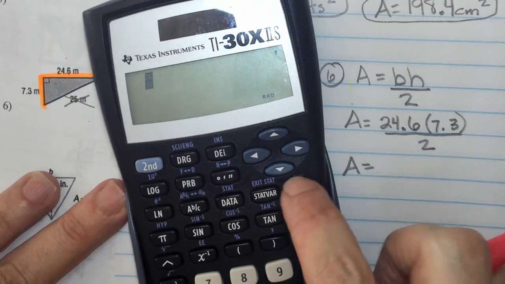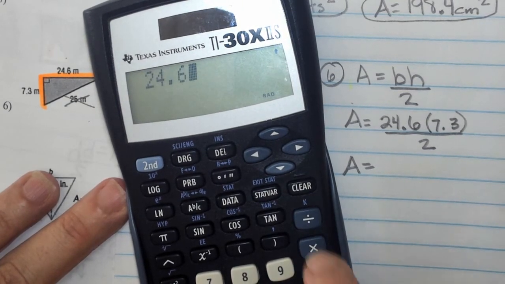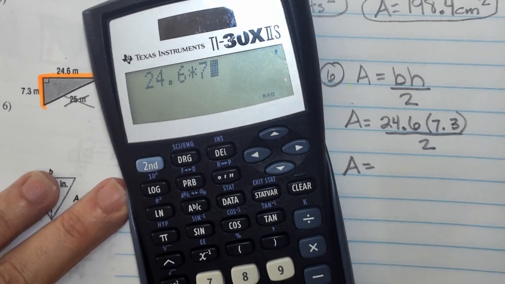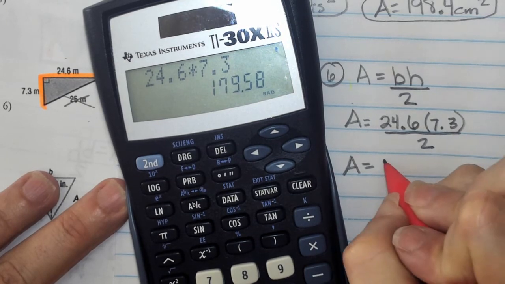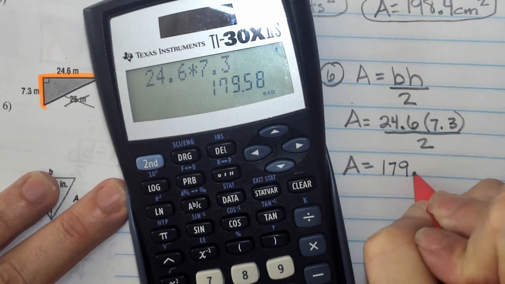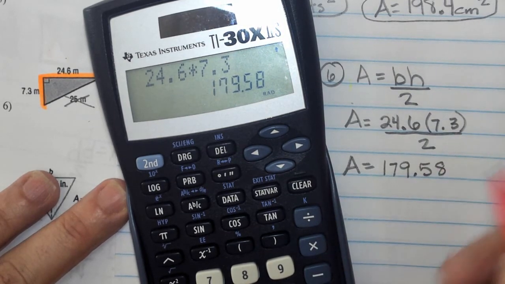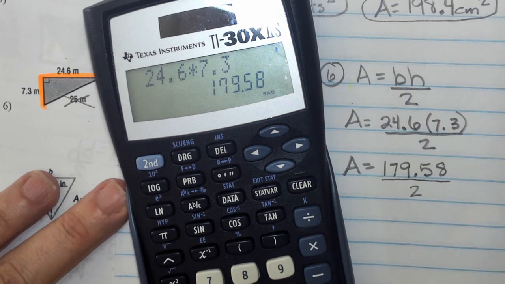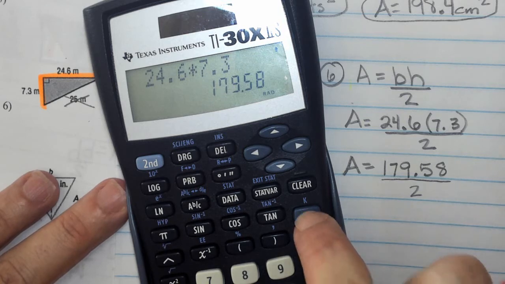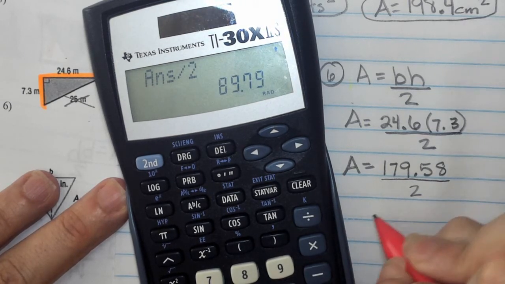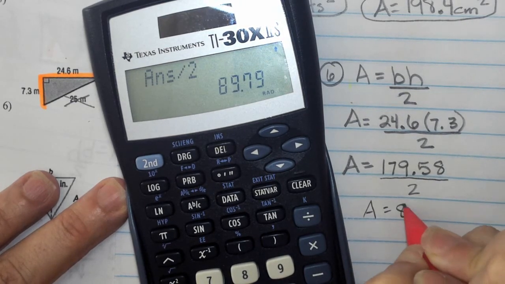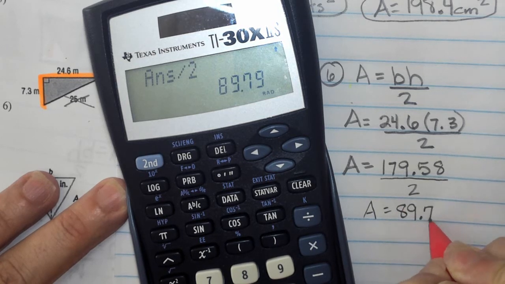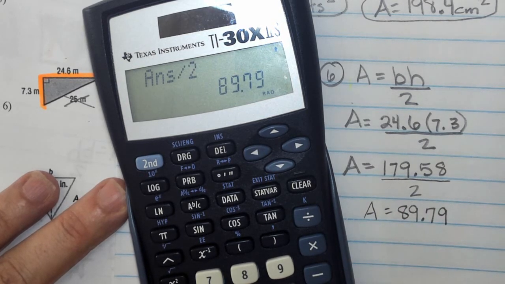Take 24.6 times 7.3. I got 179.58. Now I'm going to hit divided by 2, and I get 89.79.